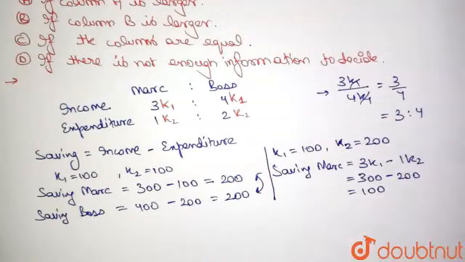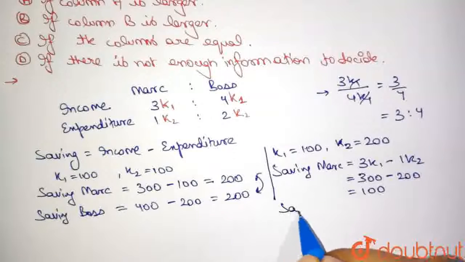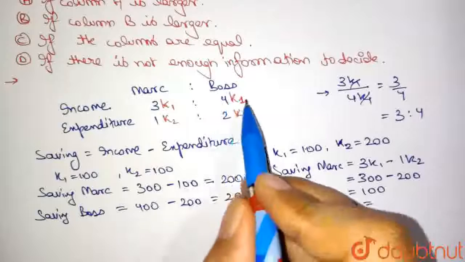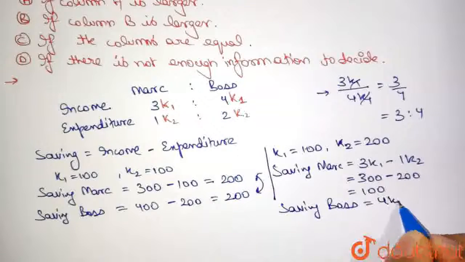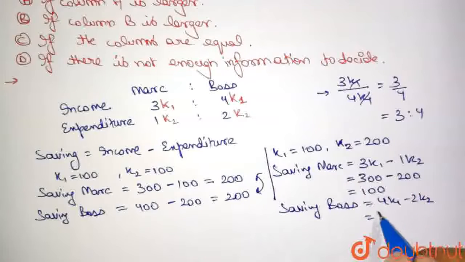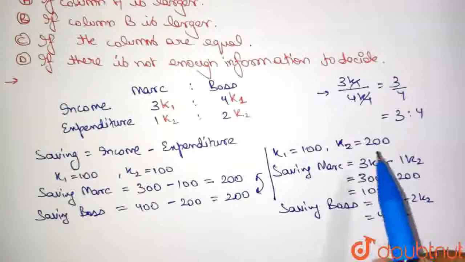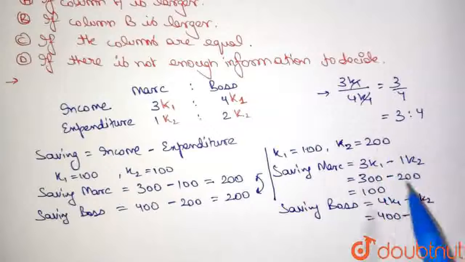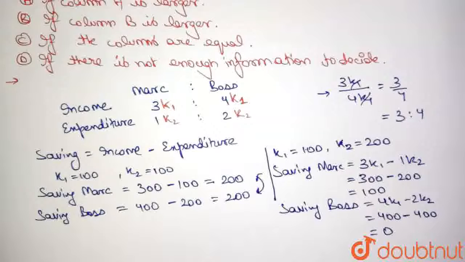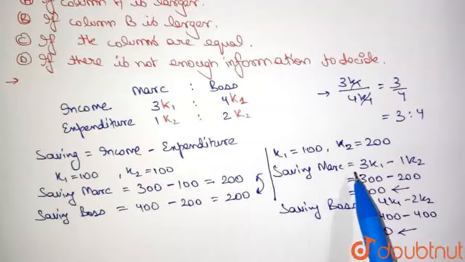So saving of Marc this time is 100, and saving of the boss is going to be 4K1 minus 2K2. K1 is equal to 100, so 4 times 100 is 400 minus twice K2. K2 is 200, so twice 200 is going to be 400. So 400 minus 400 is definitely equal to 0. So in this particular case, comparing these two values, I see that saving of Marc is larger.